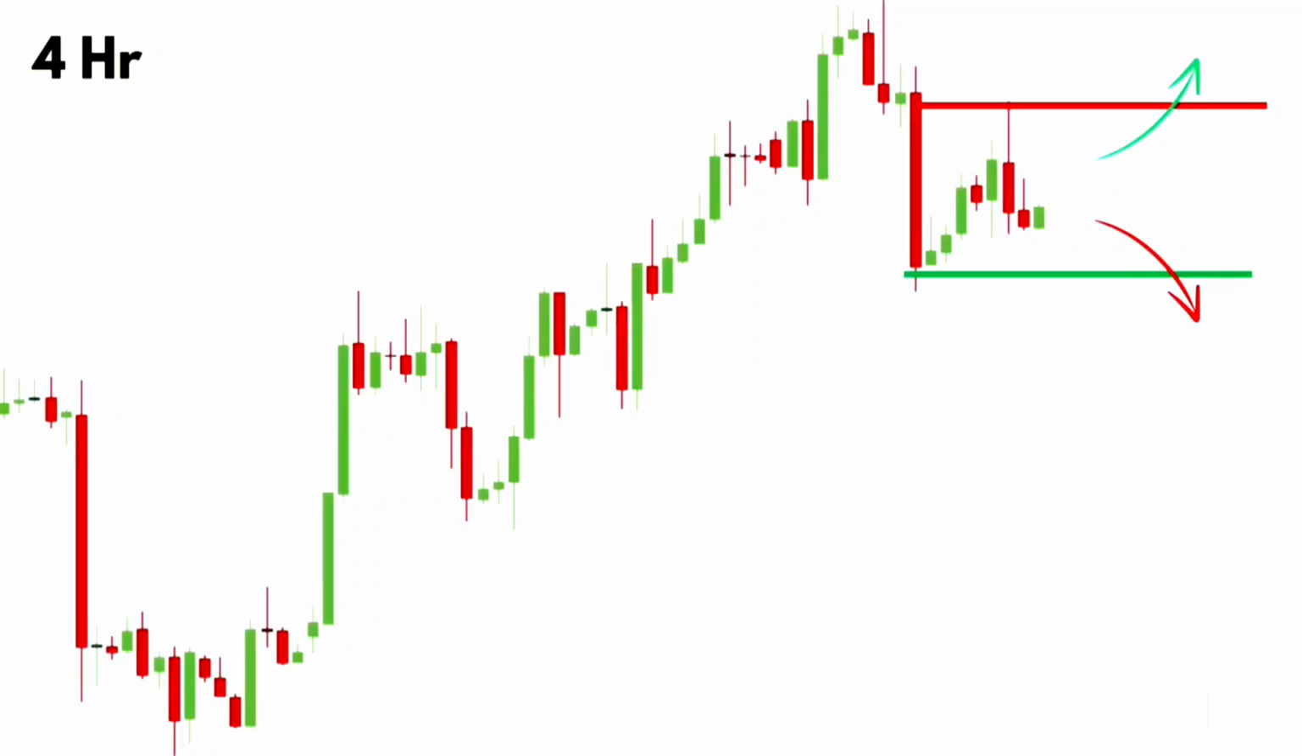If I were in a live trade at this time, I would first wait for the candlestick to close outside these two lines on the 4-hour time frame. Only then would we decide whether to buy or sell.